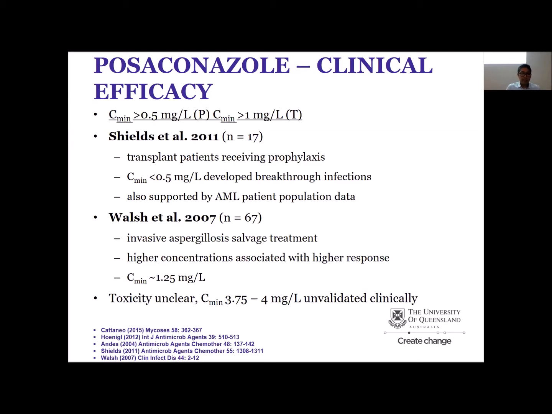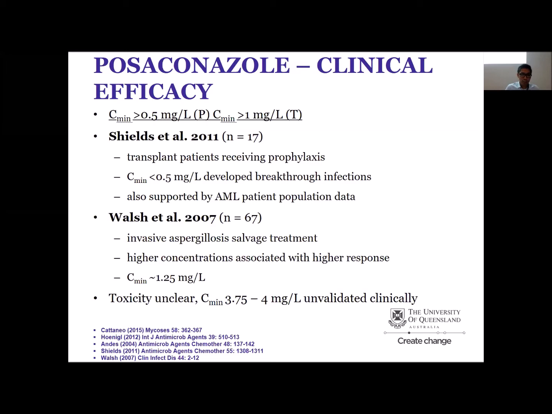I've presented two studies here. Shields in 2011 studied transplant patients receiving posaconazole prophylaxis. They identified a Cmin of less than 0.5: those who had a Cmin of less than 0.5 developed breakthrough infections. This study is also supported by data which studied an AML patient population.